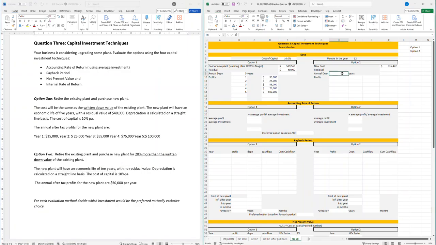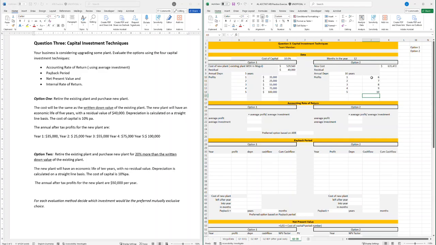So accumulated depreciation for 10 years. And therefore, you will have your 1, 2, 3, 4, 5 years, 6, 7, 8, 9, 10.